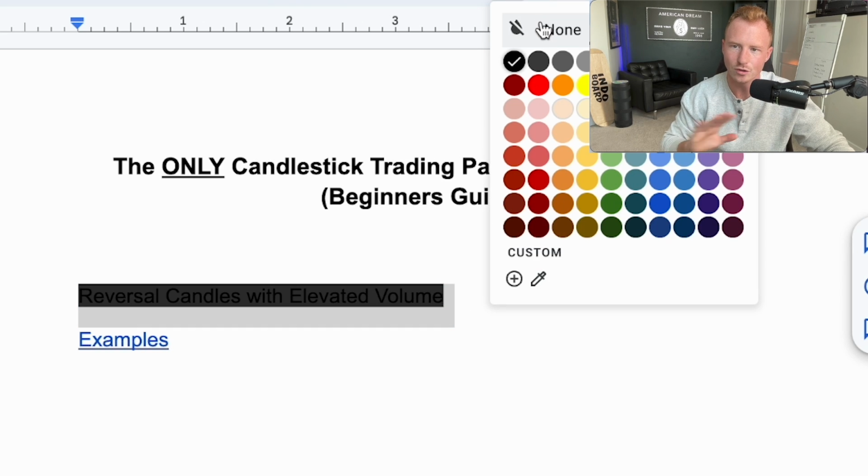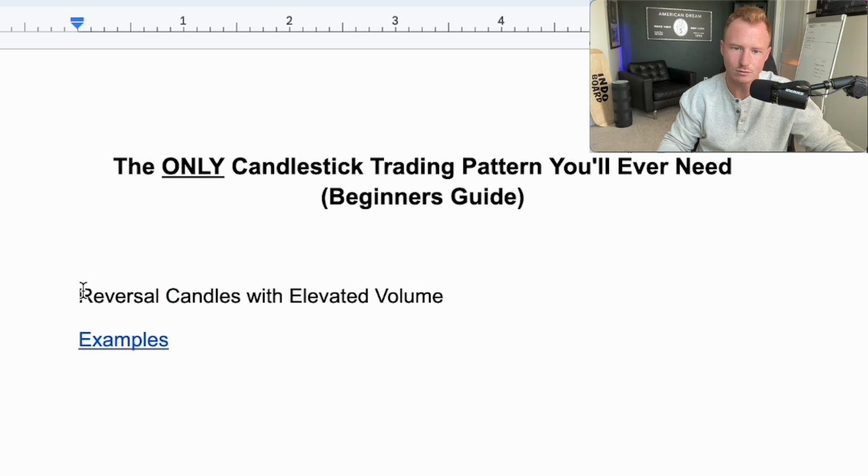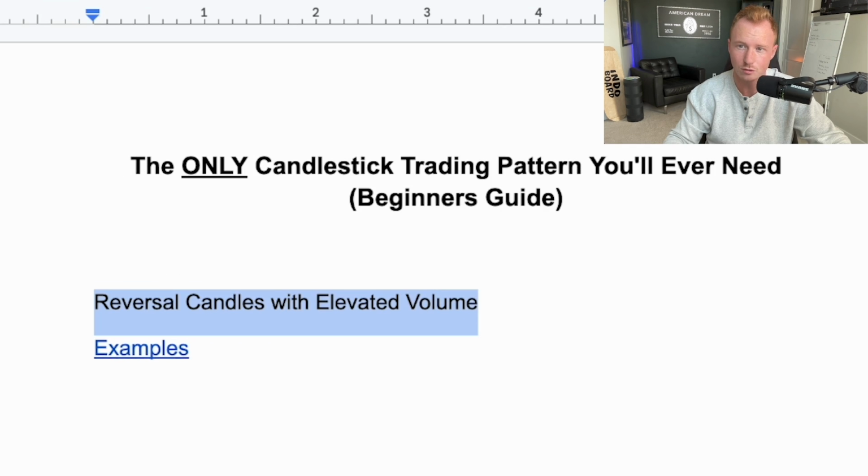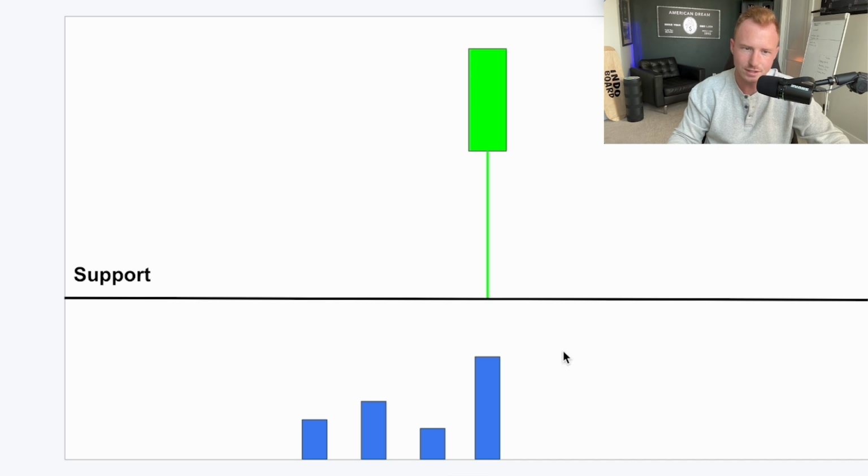Again, this is the only thing you need to know when it comes to candlesticks. So this is basically reversal candles with elevated volume. Okay, so if I go into this chart right here that I prepared, this is essentially what we want to see. Let's say we have a support level right here where this black line is. We want to see selling pressure on here. I didn't have room to draw it, but we want to see big selling pressure followed by a dip into our support line and a reversal candle.